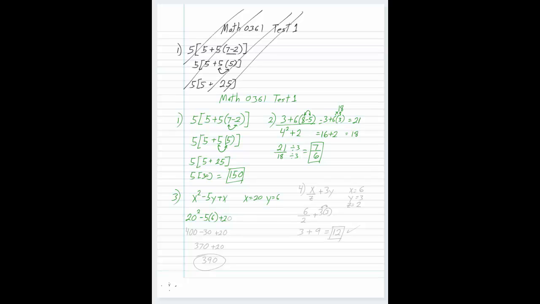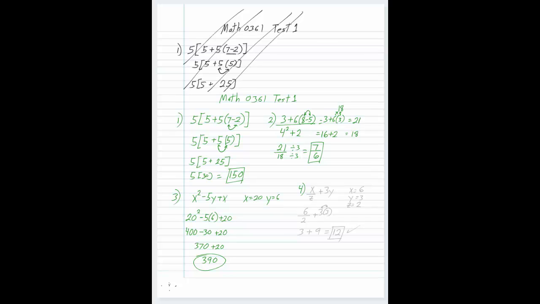First, let's deal with the exponents. 20 to the second power is 400. 5 times 6 is 30. And 20 is 20. Now we may subtract 400 minus 30, which is 370. And then finally, 370 plus 20 is 390. And that's our answer.